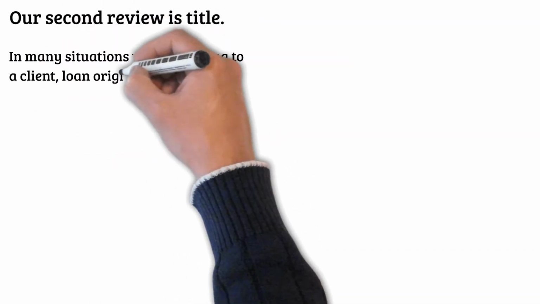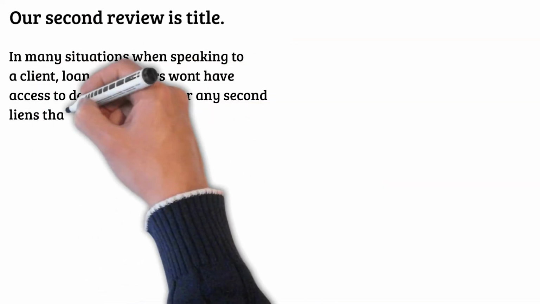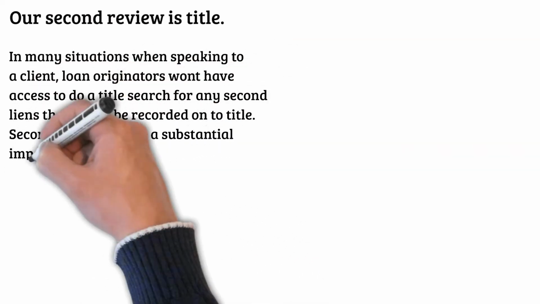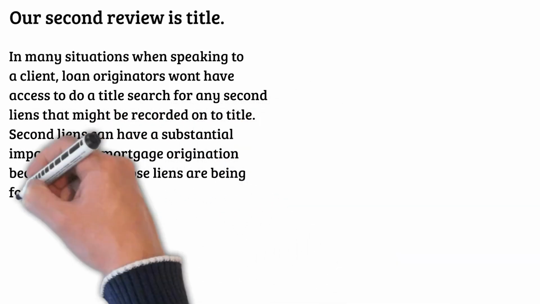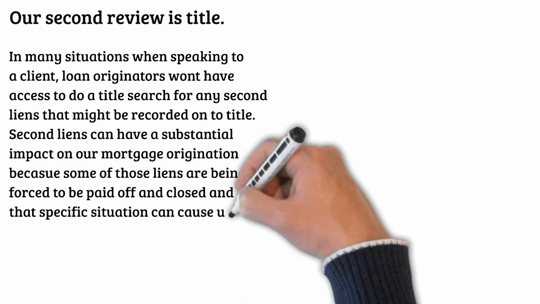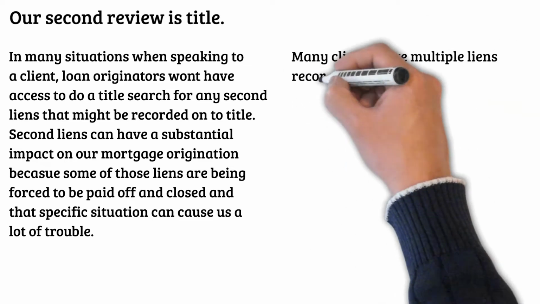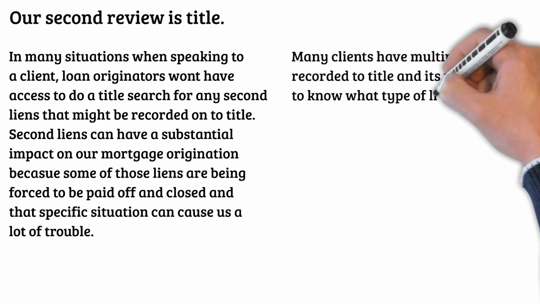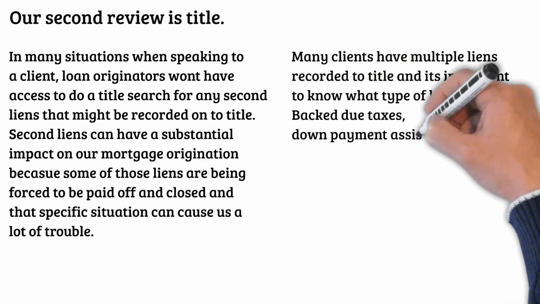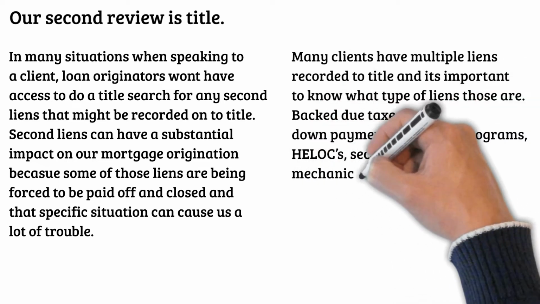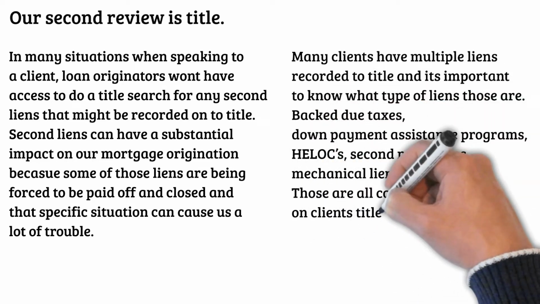And our second review for things that can sabotage our process is title. In many cases, we do a title search. That title search is going to tell us if there are any additional mortgages or liens recorded to title, things like HELOCs, mechanic's liens, second mortgages, back taxes. It can be anything, so it's always important to ask your client, hey, is there anything else recorded on your title besides the main mortgage?